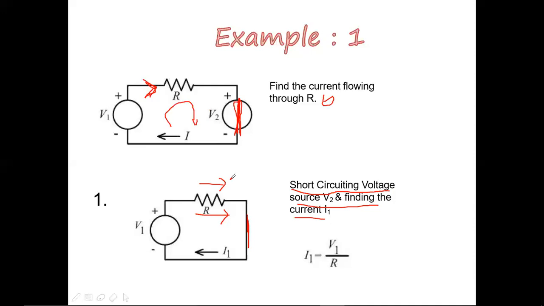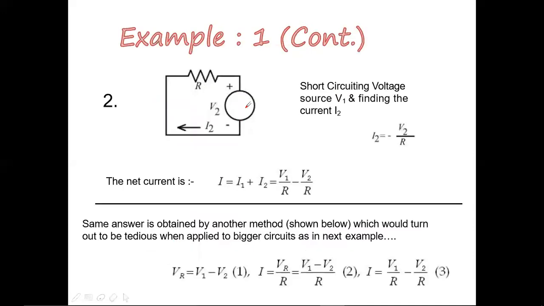In step number 2, you should consider V2 by short circuiting V1. That's what happened here. Please observe here, V2 is over here, V1 is short circuited. For this you can find the current. For the direction of current, you can take it like this or like this, it doesn't matter for you.